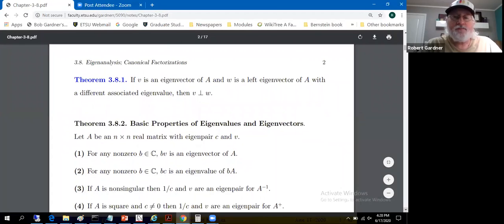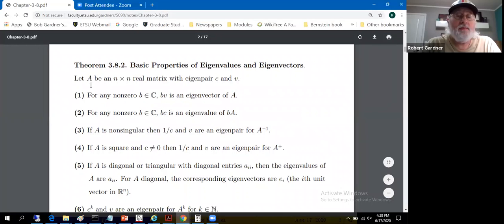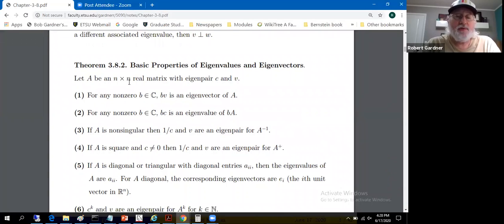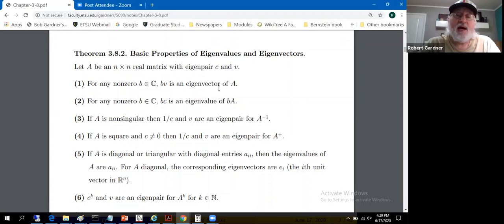Some properties of eigenvalues and eigenvectors. We'll start with matrix A to be, say, an n by n matrix, square matrix, of course, with eigenpair C and V. So V is an eigenvector with corresponding eigenvalue C. The claims are, and the proof of this is left as an exercise, for any non-zero scalar B, actually they're letting it be a complex number here, B times V is an eigenvector of matrix A. Straightforward computation. We're saying a scalar multiple of an eigenvector is an eigenvector.